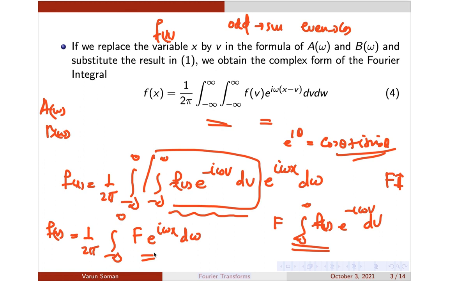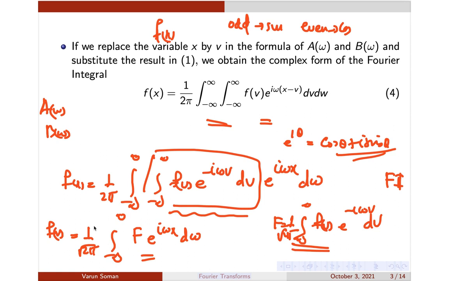When I define it like this, there's a probability that you will make some mistake with the scalar. Sometimes you will put the 1 by 2 pi here or here. Even if you put it either way, it's the same thing. But for simplification and symmetry, I'll call the Fourier transform 1 by root 2 pi of this and the inverse 1 by root 2 pi, distributing the 2 pi to both sides. This is how I'm going to define the Fourier transform.